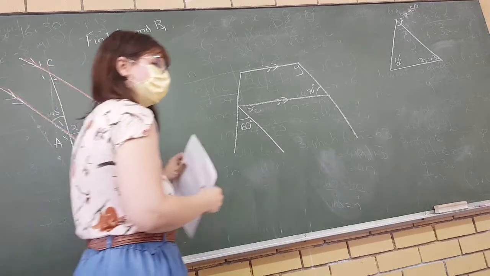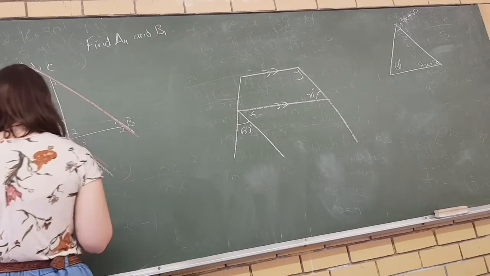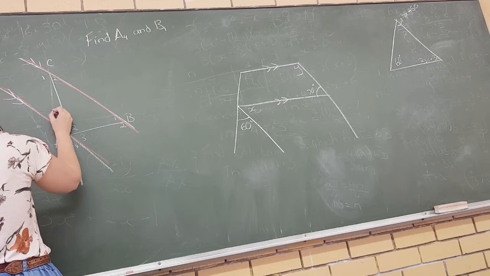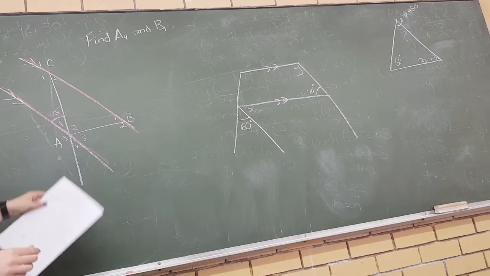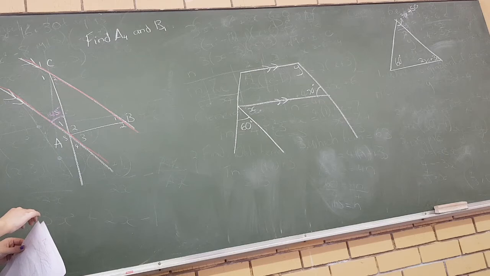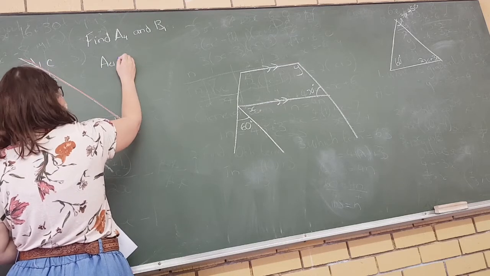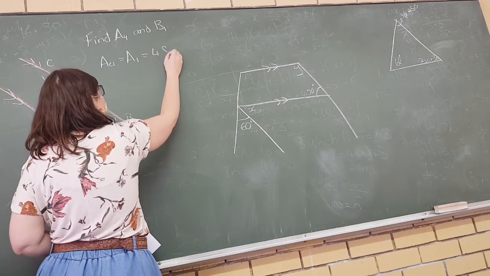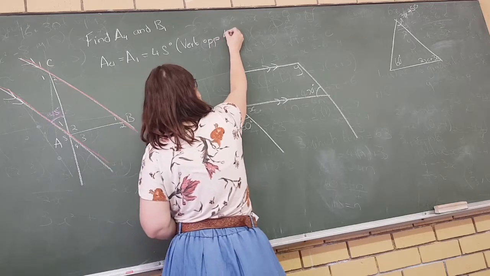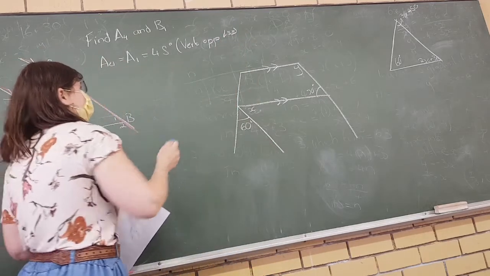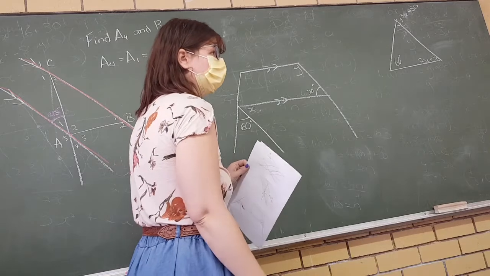Then I see I've got 45 degrees, so I know this angle is 45. Okay, so that angle is 45 degrees. How do I get A4 and B1? A4, vertically opposite angles. So I can say A4 is equal to A1 is equal to 45 degrees, vertically opposite angles equal.